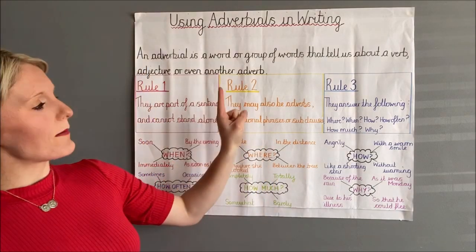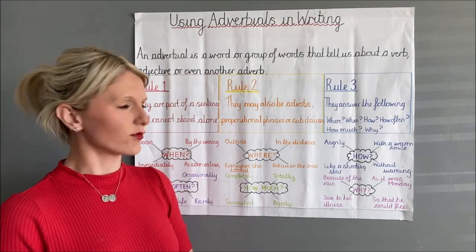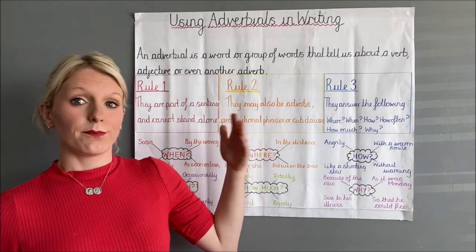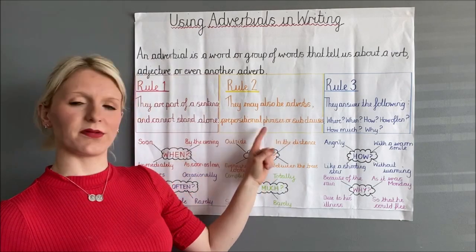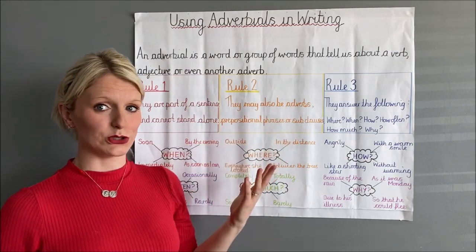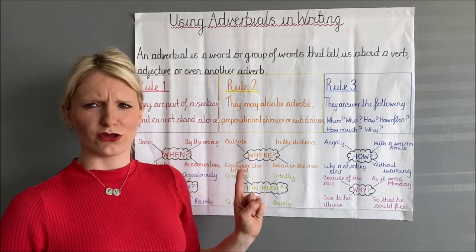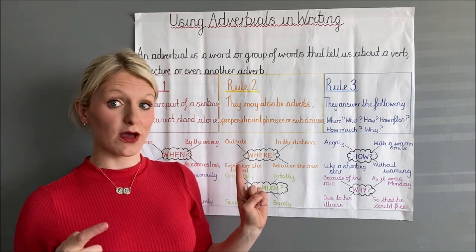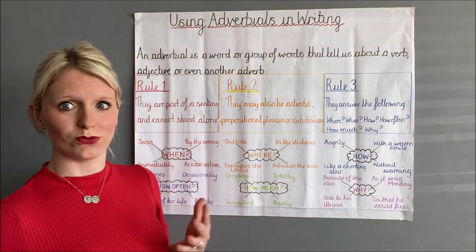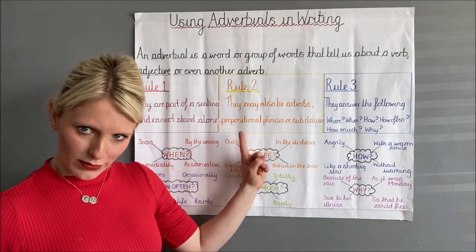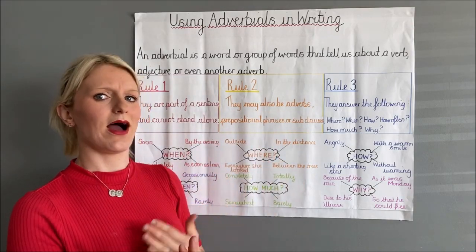Rule number 2 is one that confuses lots of students and lots of adults as well: adverbials can also be adverbs, prepositional phrases, or subordinate clauses. Someone might say that's a prepositional phrase, and you might be thinking, that looks like an adverbial to me. You might both be right, because a lot of the time adverbials are also adverbs or prepositional phrases or subordinate clauses. So that's something to bear in mind if you're having a bit of a debate with someone about it.